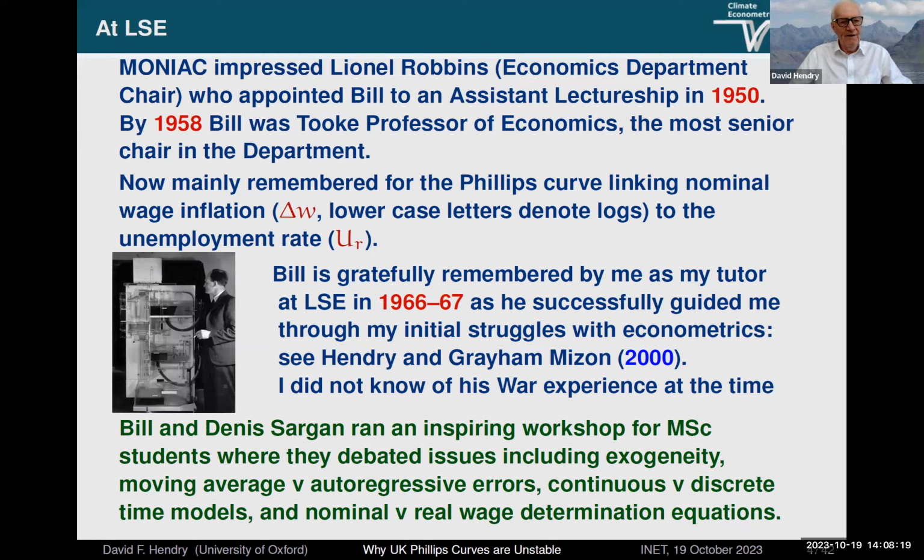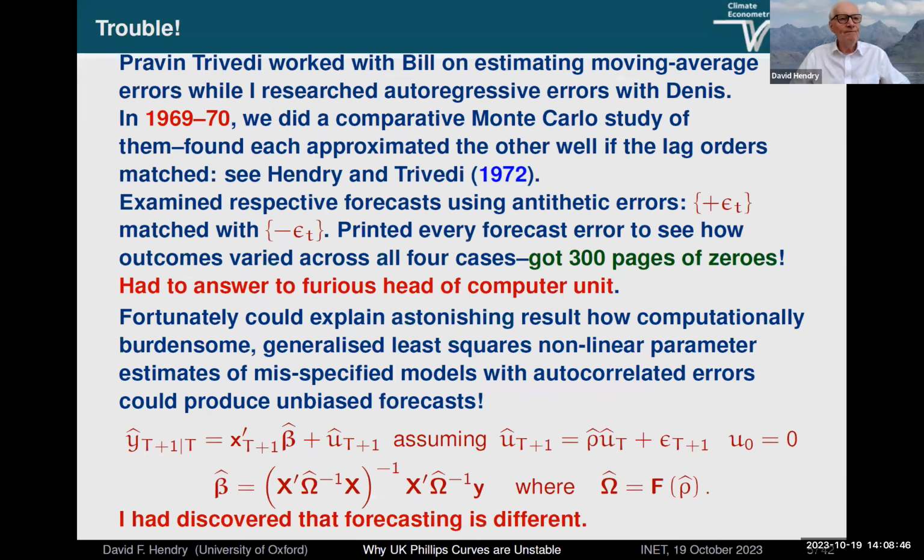Bill and Denis Sargan ran an inspiring workshop for MSc students. It was the only year this happened, where they debated issues including exogeneity, which is very useful for me later. Bill was moving average errors, Denis was autoregressive errors, Bill was continuous time models, Denis was discrete time models, and Bill was nominal wage determination, and Denis was real wage determination. So there are lots of very interesting debates, which we'll come back to at the end.